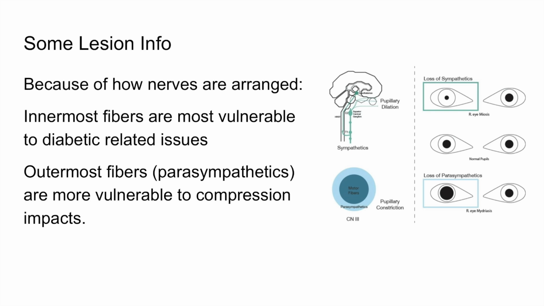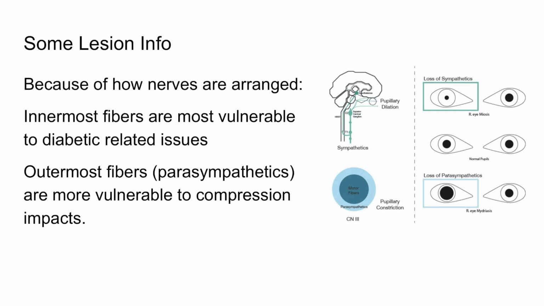Because they sit on the outside of the nerve, they're the first to get hit by compression issues, like the posterior communicating artery aneurysm. So clinically, this creates a very high yield pattern, right? If you have a diabetic ischemic cranial nerve 3 palsy, the pupil is usually spared. You see eye movement problems with that down and out presentation, but the pupil still constricts because the outer parasympathetic fibers are still intact.